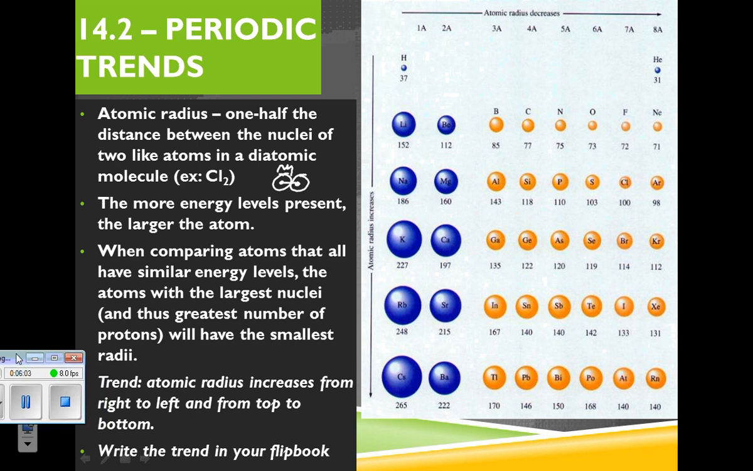And so the trend we find for atomic radius is that it increases from right to left and from top to bottom. So we're going to draw on our flip chart when we get to doing the flip chart. If this is our periodic table and we're drawing the trend, the atomic radius increases from right to left. It gets bigger as you go that way, and it gets bigger as you go down. So where the largest actually are is at the bottom left. That means bottom left would be the largest in size, and top right would be the smallest in size. We're going to do that in our flip book in class. There's our trend.